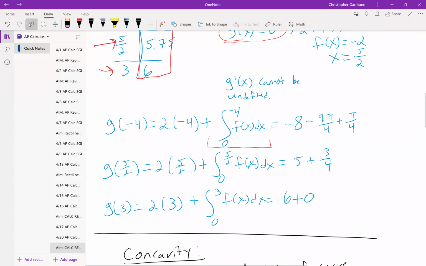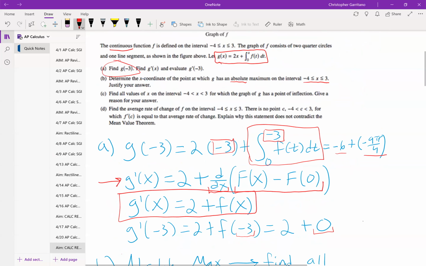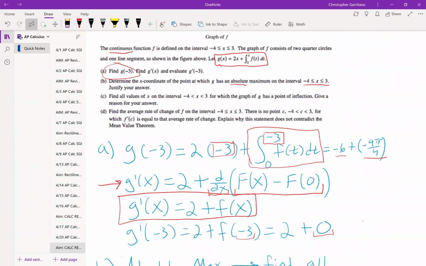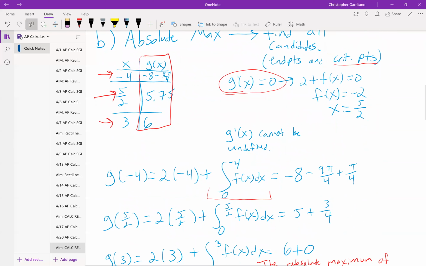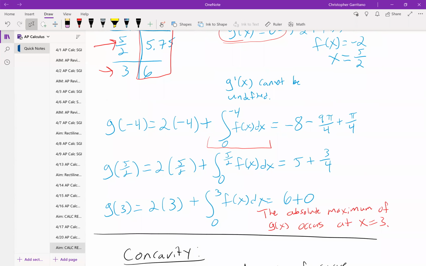So we would finish up by saying the absolute maximum of G of x occurs at x equals 3. And why did I list where it occurs? Because that's what it says. Determine the x coordinate of the point at which G has an absolute maximum. Right? They're not looking for the absolute maximum value. They're looking for the x coordinate at which the absolute maximum occurs.